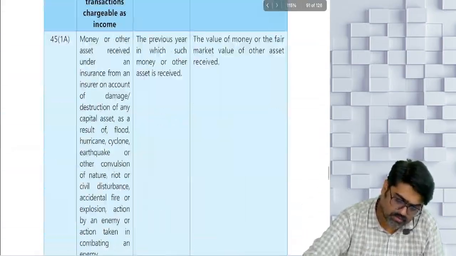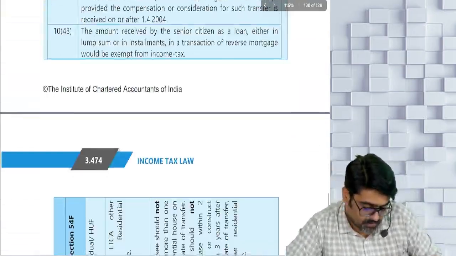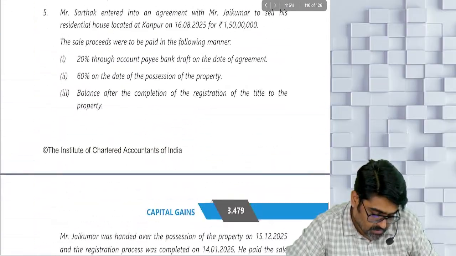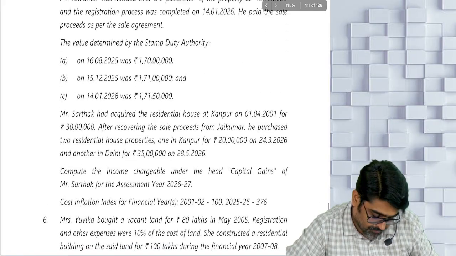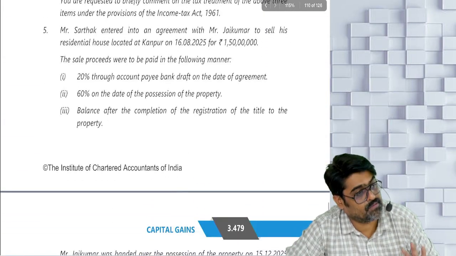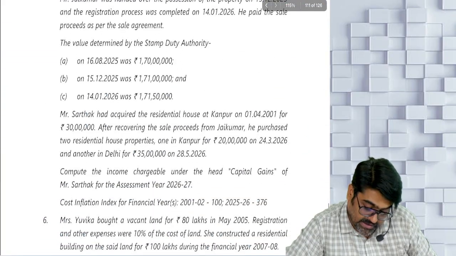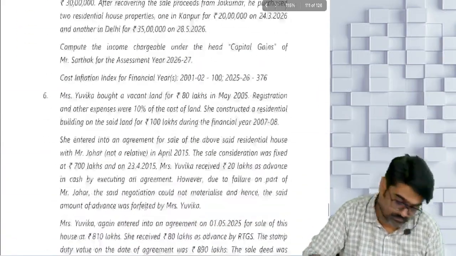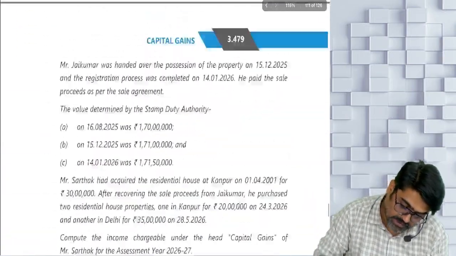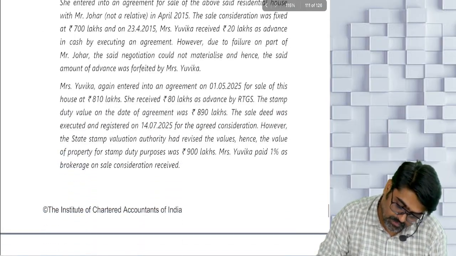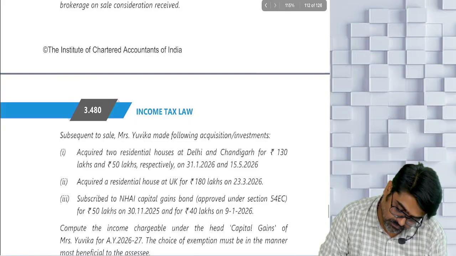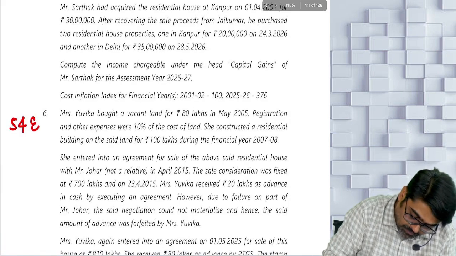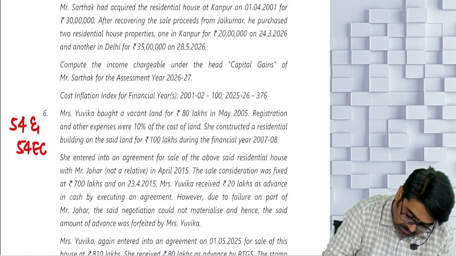Now let's come to the test your knowledge part. Question number 1 is done. 2, 3, 4 done. 5 not done. First of all, let me read the question first. Oh, wait. There is a section 54 exemption in this question also. Question number 5, there is a section 54 exemption. In this question, there is section 54 and 54EC. Both the exemptions are there in this question.